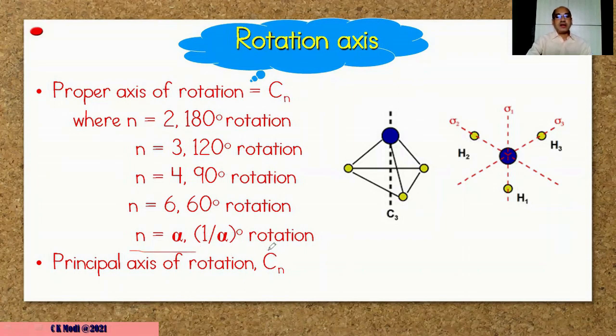Sometimes infinite rotation is also present. I will show you later on. When we are talking about the linear molecule, it always has C infinity. Now, sometimes the molecule has not only one rotation axis present. It may be probable that the molecule has more than one rotation axis present.